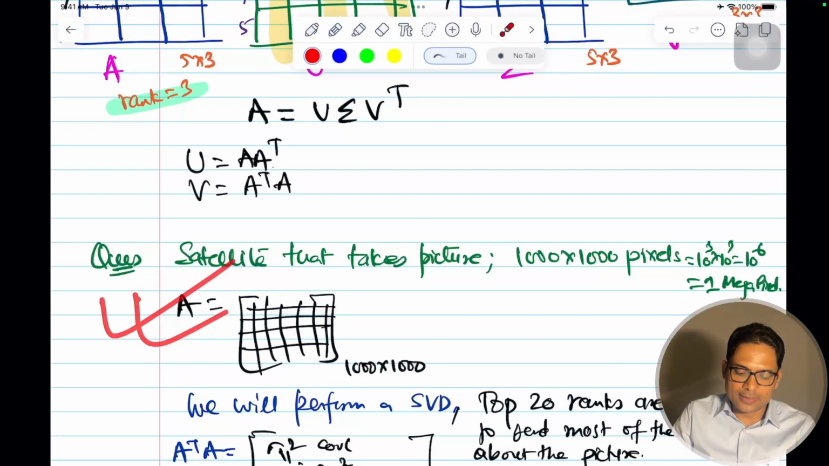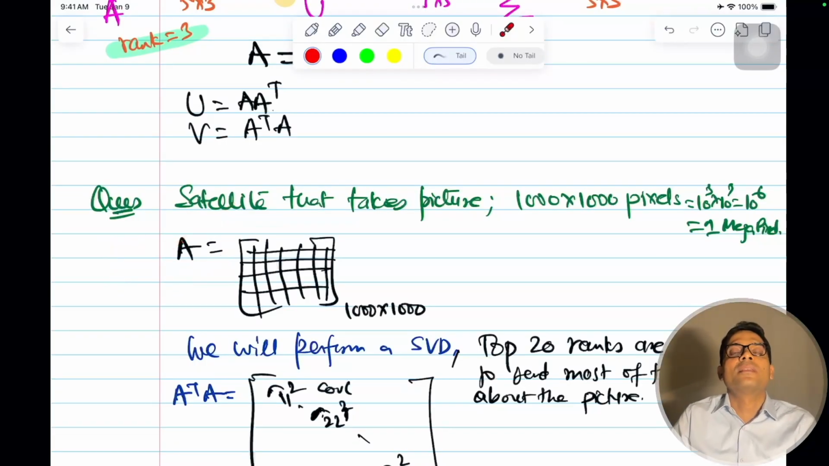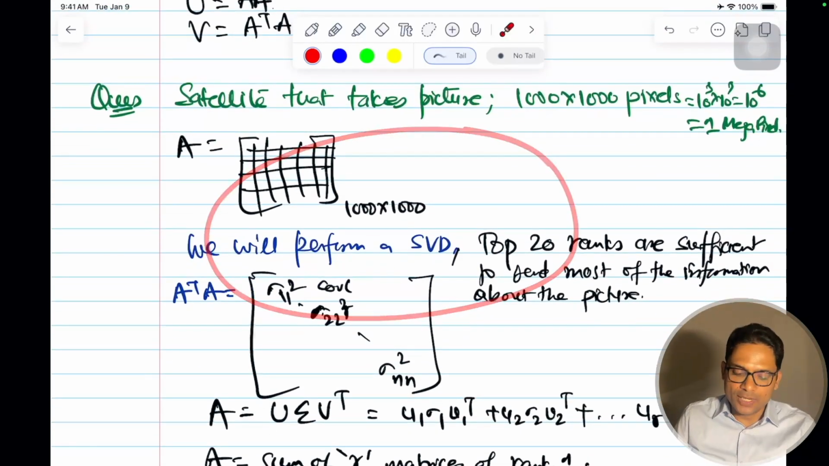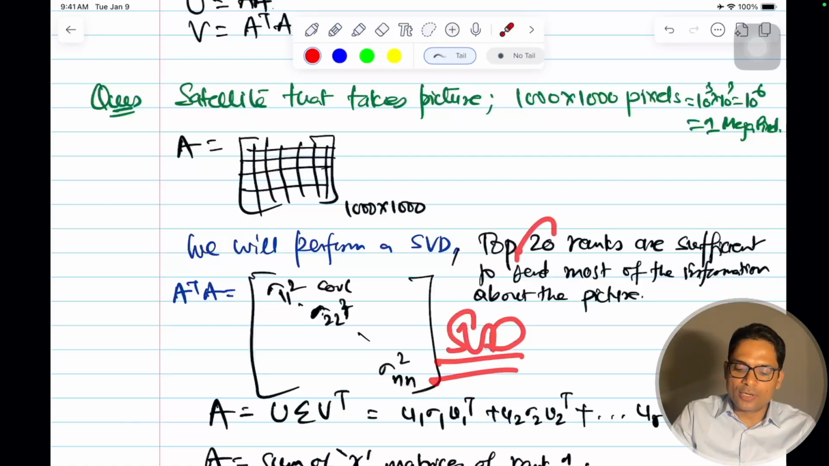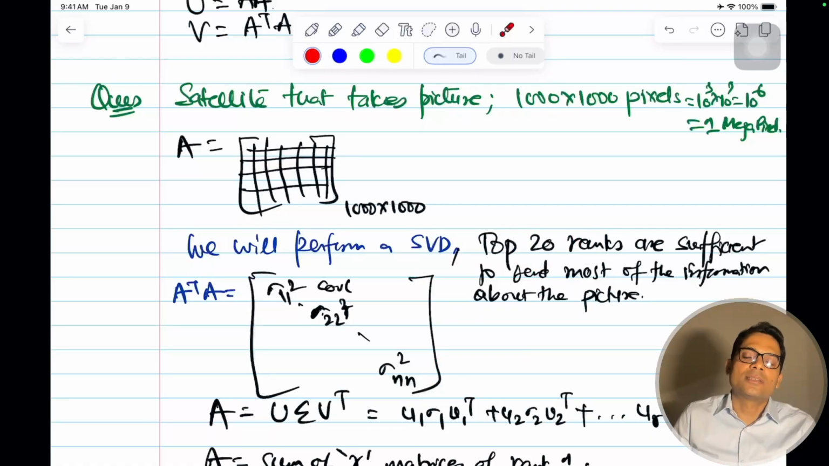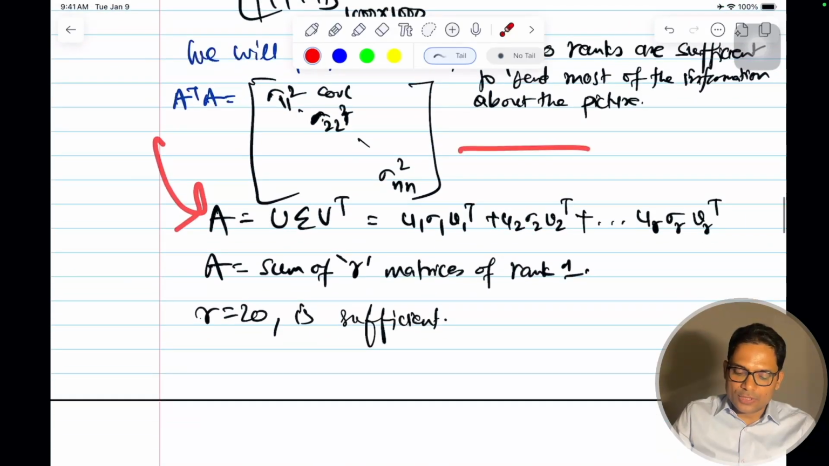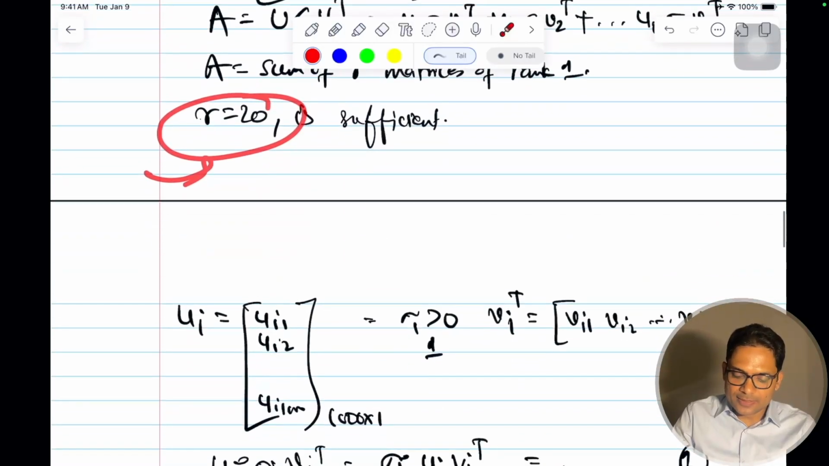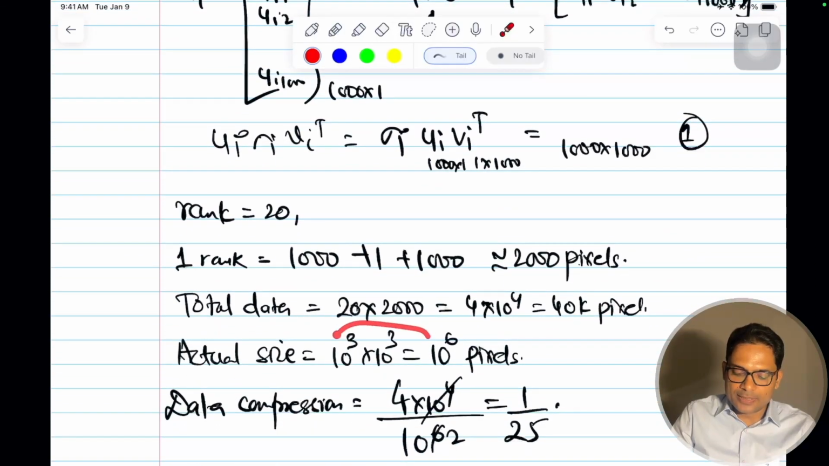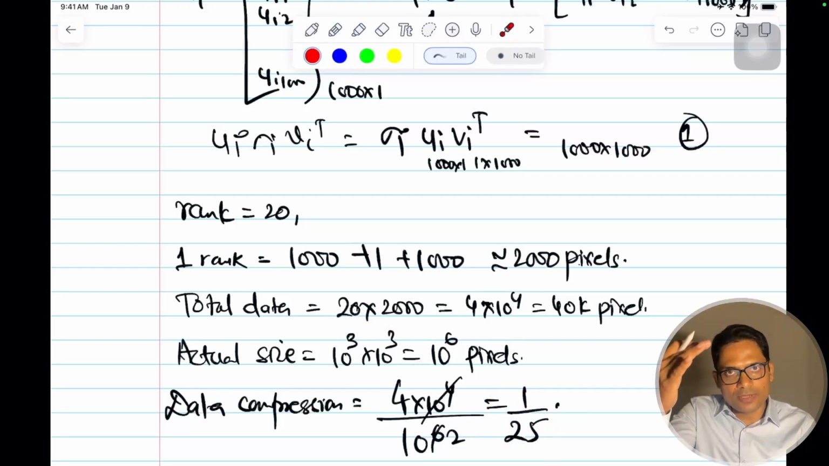Then finally we solved a problem where we had to send a 1 megapixel image downlink on the satellite, where bandwidth is costly, so we wanted to compress the information sent. Instead of sending the complete picture, we did a singular value decomposition and found that the top 20 ranks are sufficient to send the picture such that it can be reproduced consistently on the downlink. Then we did the calculation and found that for sending just the top 20 ranks, instead of 1 megapixel, just 40k pixels are sufficient. That gave us an image compression ratio of 1:25, compressed by 25 times, and that saved our bandwidth.